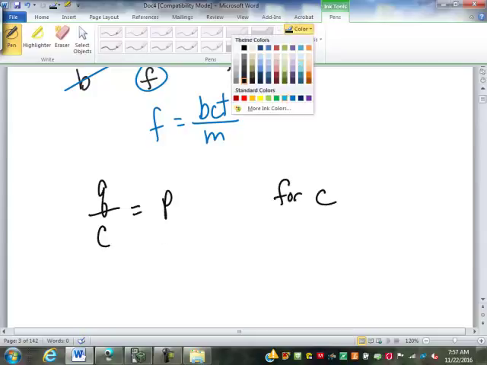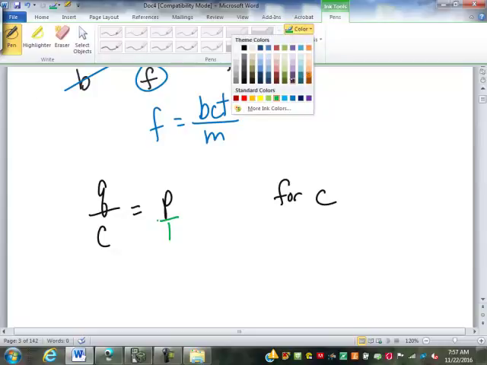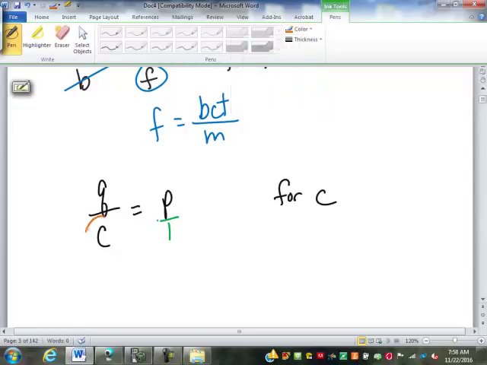How about something like this? Q over C equals P, and I want to solve it for C. Well, I can make this just like the one above. I'm going to put P over 1. Now it is a proportion. So I am solving it for C. So I'm treating this as though this is the blank spot.